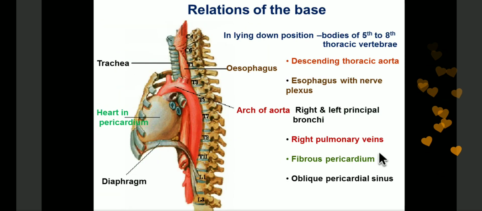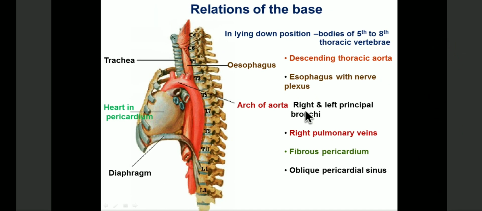Now, what are going to be the relations of the base? Firstly, we had discussed yesterday the fibrous pericardium, where it was lying. So it was lying in relation to some vertebrae, some aorta, some venous structures, some esophagus, etc. The bronchi, the right and the left.